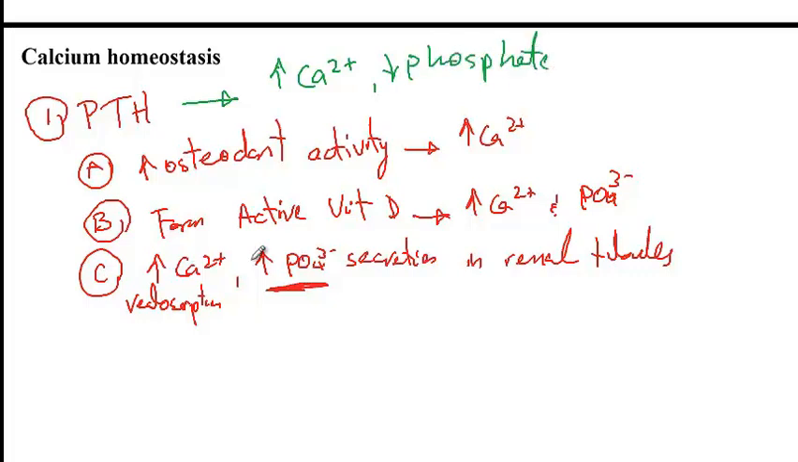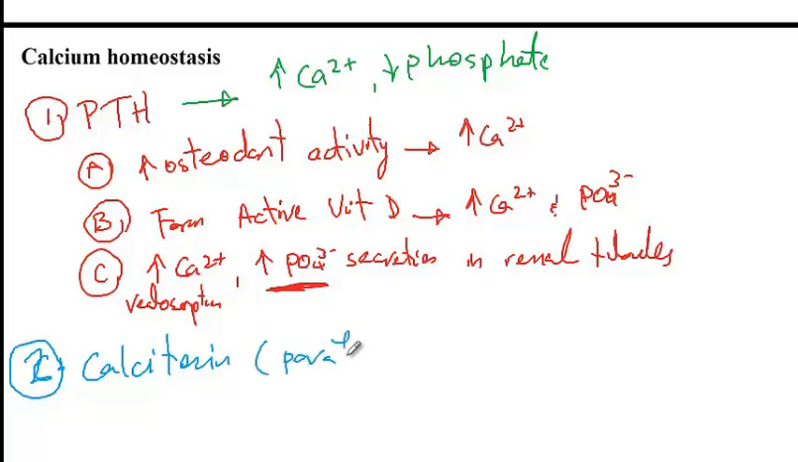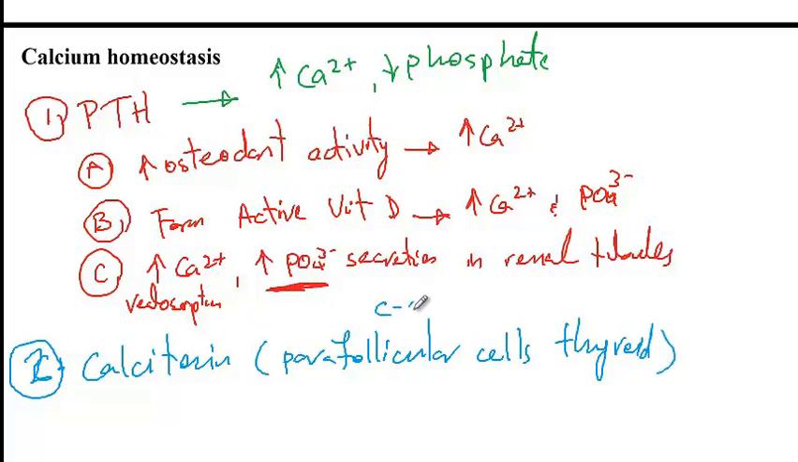The next hormone that is required for homeostasis of calcium is called calcitonin. So number 2 is calcitonin, that are being produced by the parafollicular cells of the thyroid. The other name for these cells is C cells, so parafollicular or C cells of the thyroid. And the function of calcitonin is to decrease the activity of osteoclast.